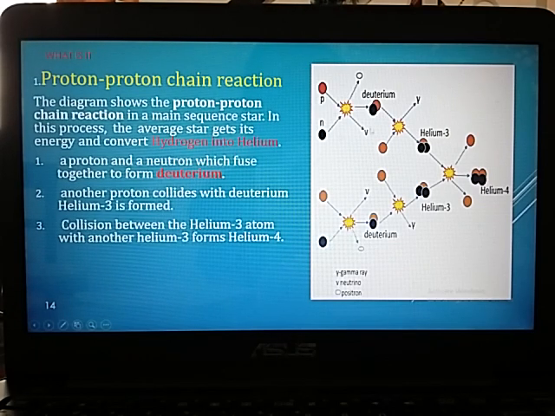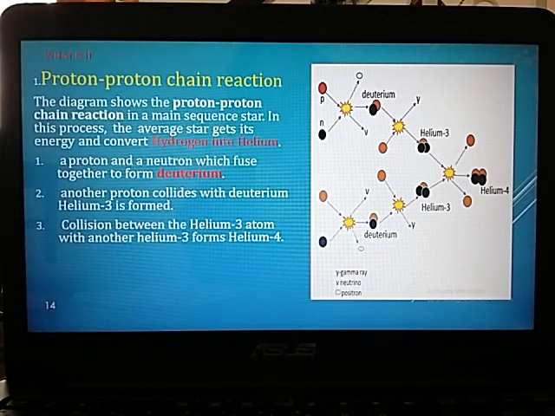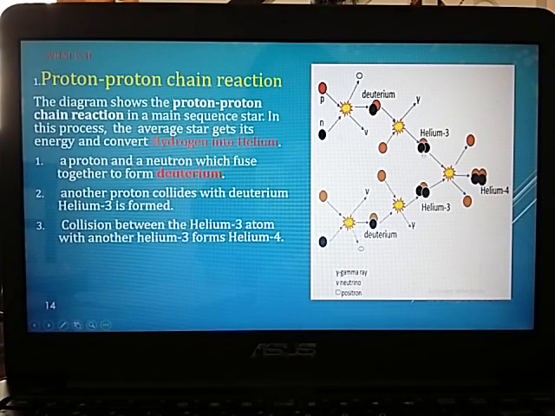Same yan sa ibaba. After makagawa ng dalawang deuterium, there is another proton. Another proton collides with the deuterium. Nadagdagan siya ng isang proton here to become a helium-3. So, same is here. Pagkatapos ng deuterium, meron pang pumasok na isang proton and become helium-3. Same lang sa baba. Deuterium fused with another proton and become helium-3.